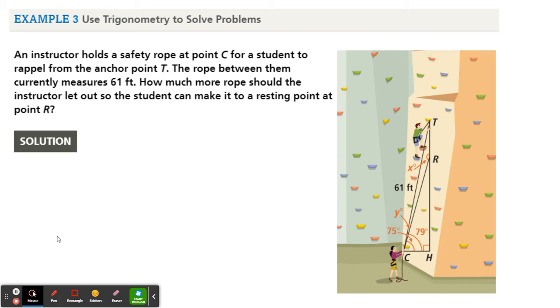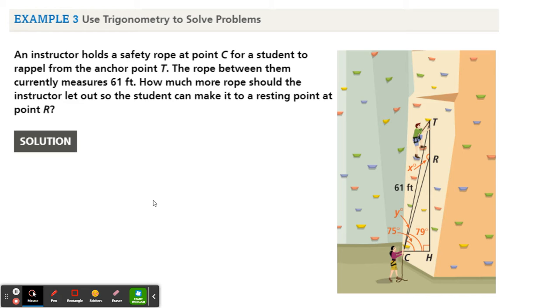Again, I think the idea, and you have to kind of interpret it, is that they want what T to R is. This person needs to come down to R, and if he's got to come down to R, that means she has to give him more rope, because I think there's a pulley involved somewhere. So he has to have a little more slack to get down to R. So we're looking for T to R.